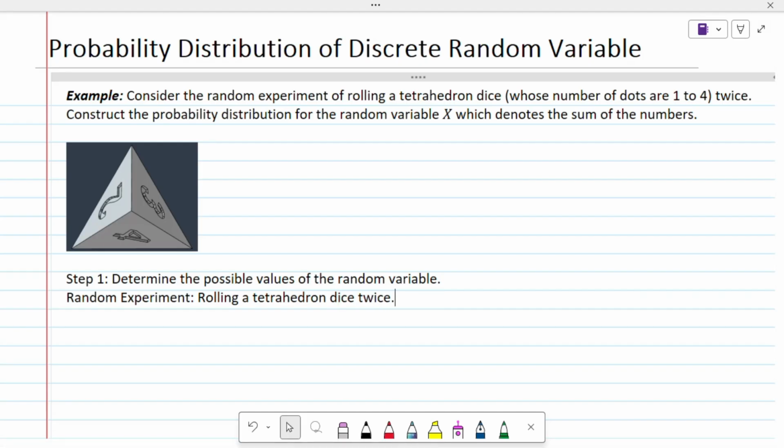So the image of a tetrahedron dice is presented here. So as we have observed, a tetrahedron dice has four faces, and the possible numbers of that are 1, 2, 3, and 4. So to determine the possible values of our random variable, we are going to determine the sample space.